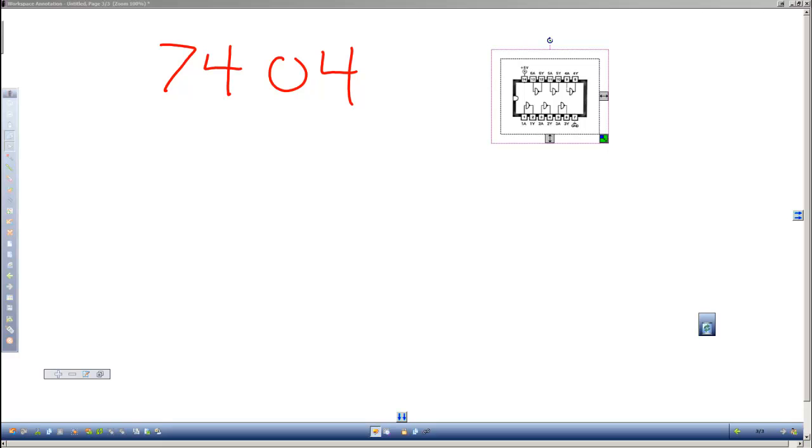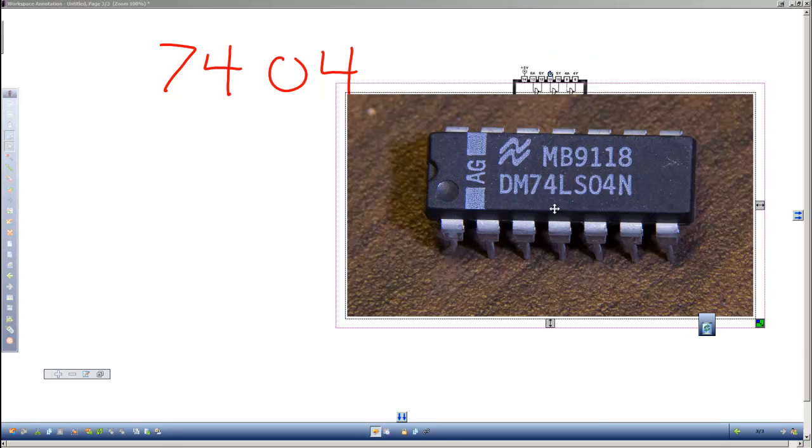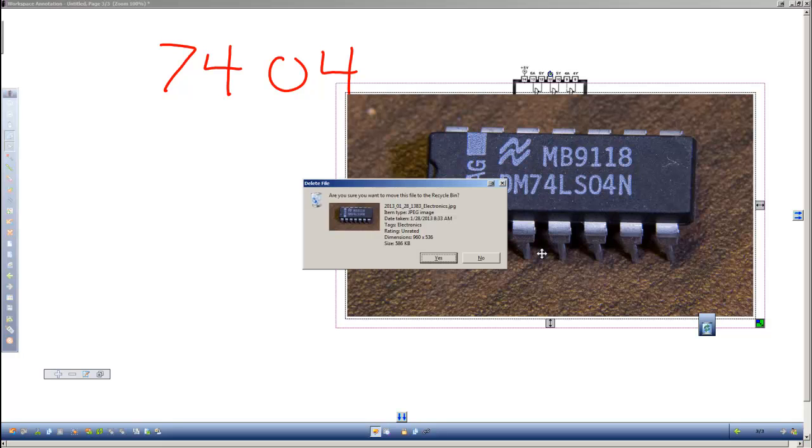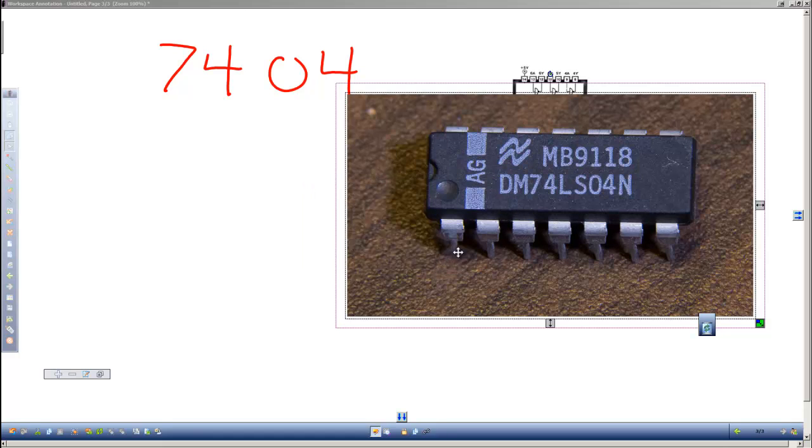Let me bring up this chip that's a 7404, and you can see here it's DM74LS04N. All you need to really worry about for the purposes of this lab is the 7404, telling us that's the inverter. The other coding deals with the manufacturer, with power levels, with a number of other internal electronics, but ultimately the way it operates is the same.